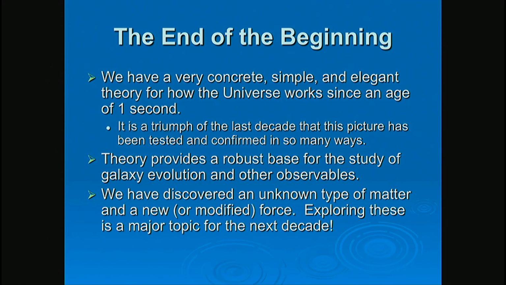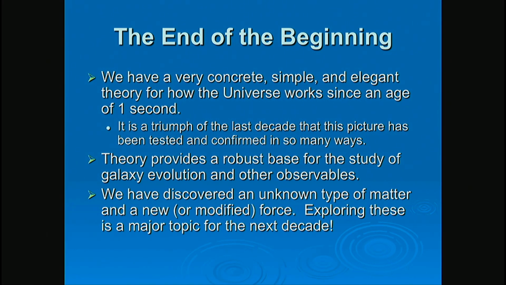And this theory is very important, not simply because it explains these cosmological observations, but because it gives a very robust base. It has a very specific prediction for the initial conditions of the universe, and that allows us to simulate forward and provides the basis for all of our studies of galaxy evolution and the evolution of cosmic structure. But along the way, we've discovered this very elegant theory has two new ingredients, dark matter and dark energy, and we don't know what they are.